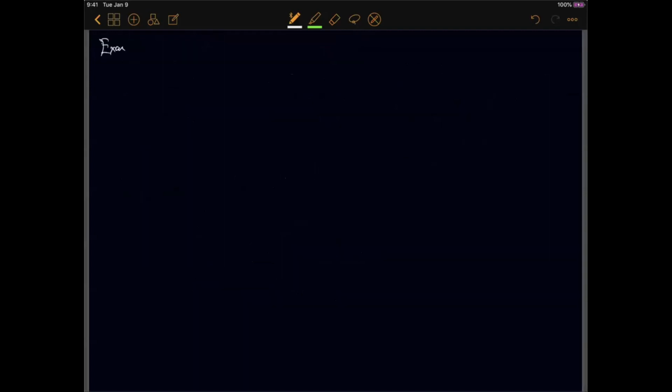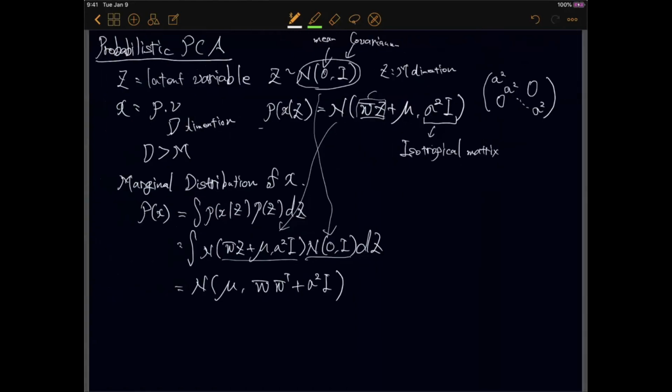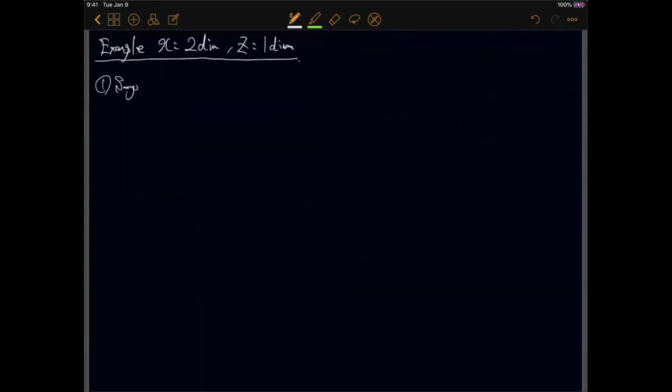Let's say as an example X is 2 dimension and Z is 1 dimension. As I have said, Z is sampled from the standard normal distribution. So, sample Z.